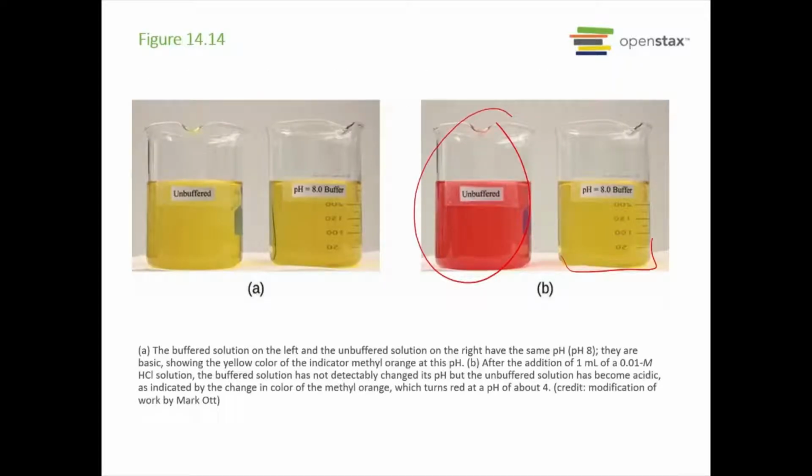So to look at an example here, in picture A, you have two solutions. One of them is an unbuffered solution, and the other one is a buffer, both of them at about a pH of 8. And then once you add 1 milliliter of 0.01 molar hydrochloric acid, you see that the unbuffered solution's color changes. So the indicator is changing to tell us that it is no longer buffered. Now this pH is way lower. It's become acidic. Whereas the buffered solution hasn't changed. So it's resisting that change in pH.